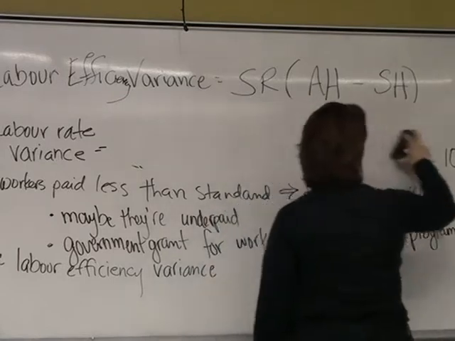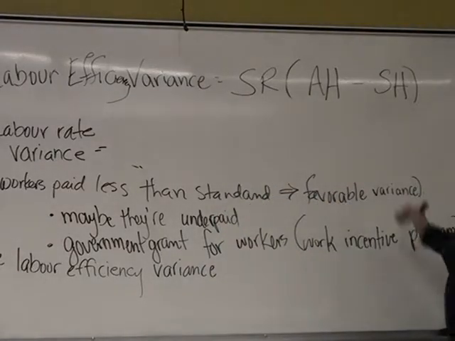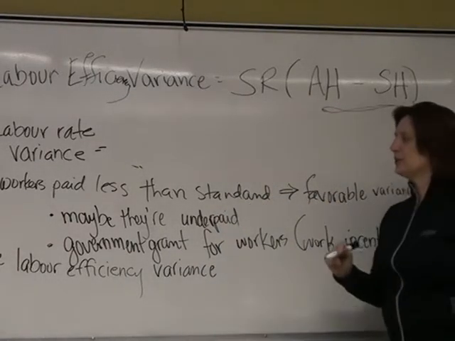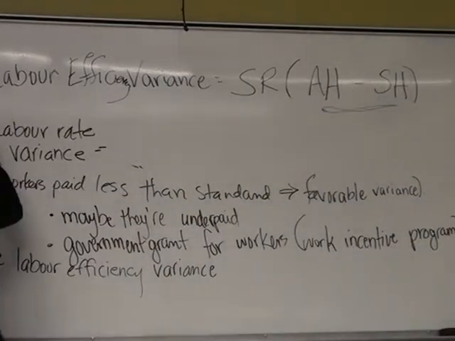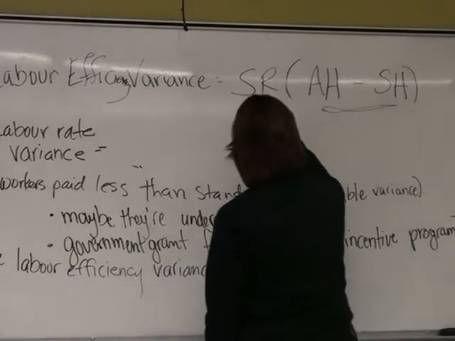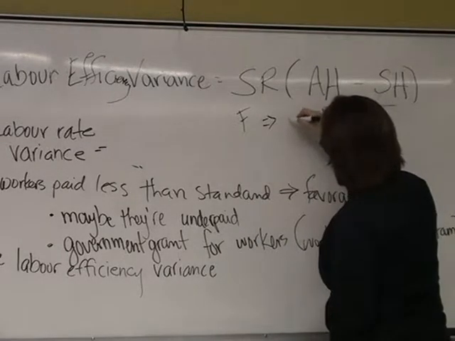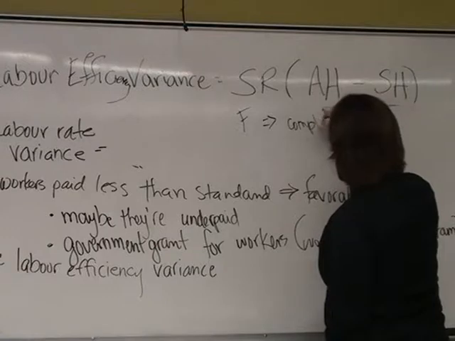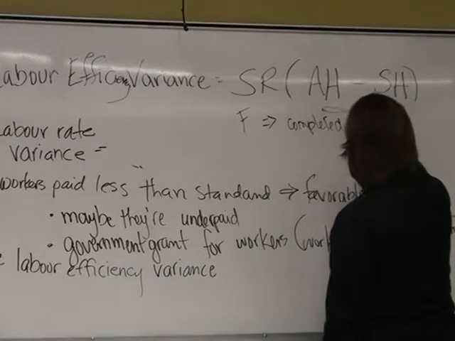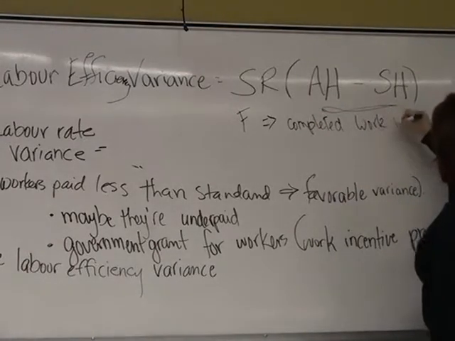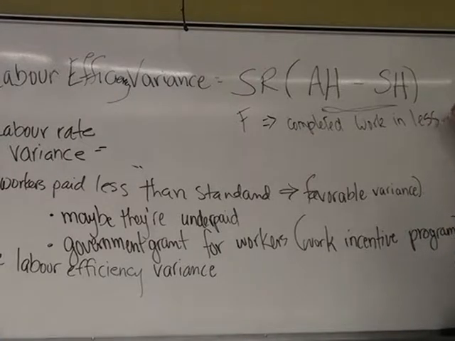So the labor efficiency variance is measuring how many hours you used. So favorable labor efficiency variance, your workers were very productive. They were faster than you expected them to be, right? So favorable means they completed their work in less time, right? So what are some things that would cause that?